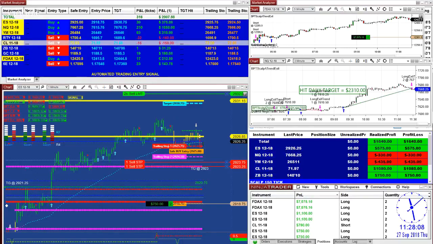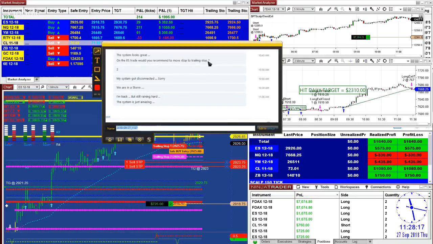Okay, guys, the ES is still holding on the same area, and I'm so glad Rigo is back. The system looks great on the ES. He has the system, and he's in the storm, and he's back.